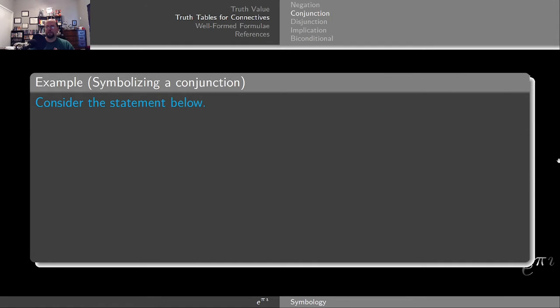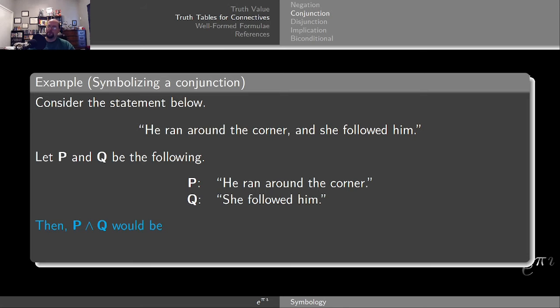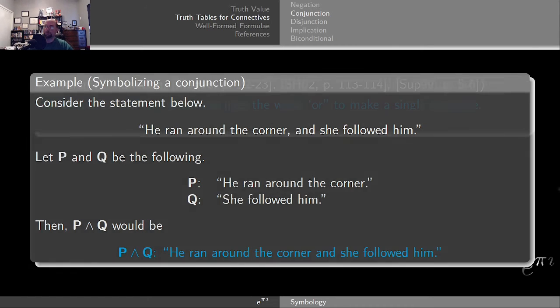So let's run an example of symbolizing conjunction. Consider the statement below. He ran around the corner and she followed him. What I'm going to do is break this up into two clauses, and I'm going to conjunction the two clauses together. Specifically, P and Q will be the following. P will be the first clause, which is he ran around the corner. Q will be the second clause, she followed him. Consequently, P conjunction Q would be the following. He ran around the corner and she followed him, symbolizing the sentence at the top.